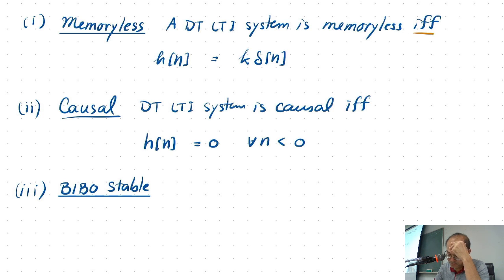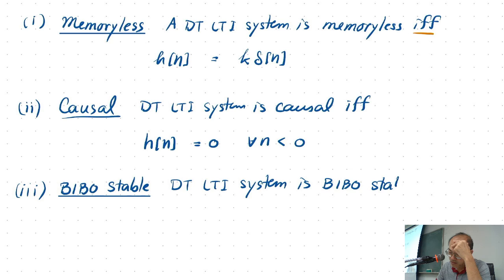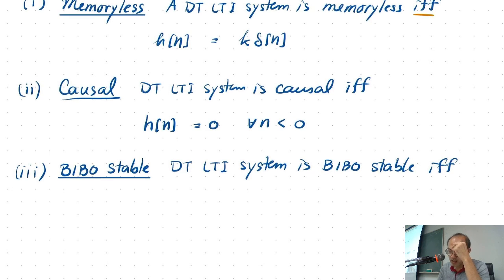Okay, a discrete time LTI system is bounded input, bounded output stable if and only if we call it hn is absolutely summable. Okay, absolutely summable means that if you take the absolute value of hn, if hn is negative, you have to make it positive. That is what it means. Take only the magnitude value of h and you add them up, all samples.